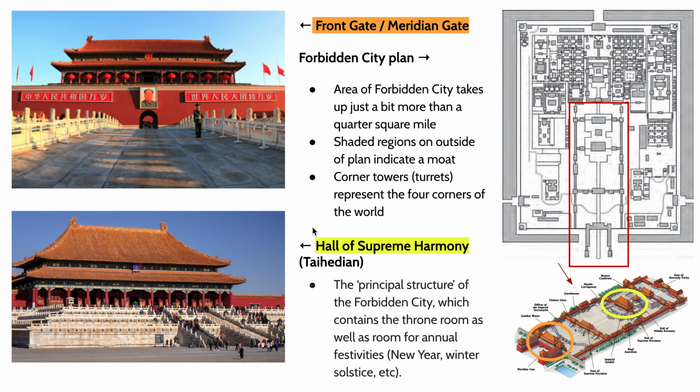There's also the Hall of Supreme Harmony, or the Taihedian, right here. This was the principal structure of the Forbidden City. This contained the throne room as well as the room for annual festivities, things like the winter solstice and Lunar New Year and so on. So the area that I'm talking about right now is this area right here. This is the entire Forbidden City, and the area that is in red right here is basically indicated in this diagram right here. So here's the Meridian Gate and then the Hall of Supreme Harmony right here. The Hall of Supreme Harmony is one of the larger buildings in the complex, if not the largest, and is one of the most heavily ornamented and decorated.